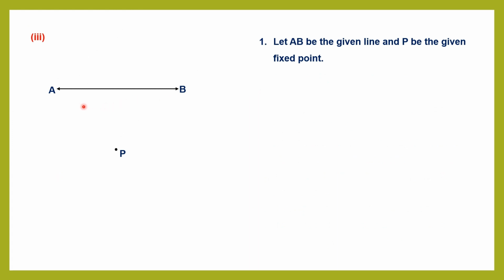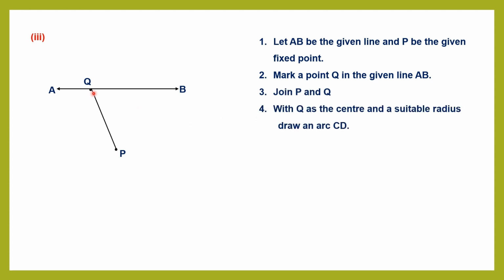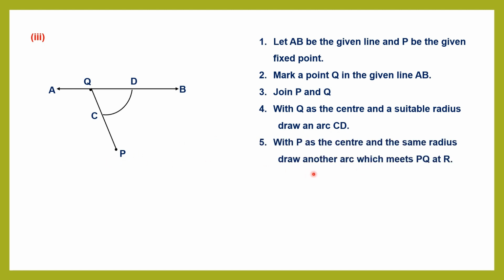Now, the third question is again the same steps. Let AB be the given line and P be the given fixed point. So what is the first step? Mark a point Q in the given line AB. So we've marked it as Q. Next step, join PQ. Next step, Q is the center, we're going to draw an arc. We're going to name it C and D. Then take P as the center and draw another arc with the same radius. It's going to meet this at R. Then keeping it at R, cut this arc. So take R as a center and get this arc, name it S.